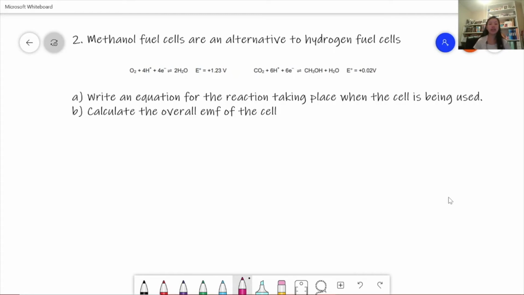So when the cell is being used, the electrons are going from the more negative electrode to the positive electrode. And so the negative electrode is the half cell with the more negative standard electrode potential. And so in this case, that's this one on the right. And so this is our negative electrode. So the electrons come from here. And that means that when we combine these two half equations, we need to reverse this one on the right because it's giving off electrons. So it's a reducing agent.